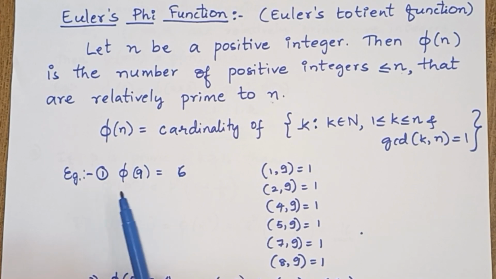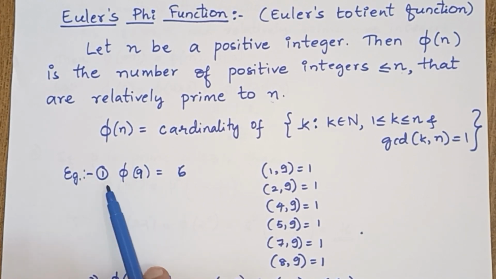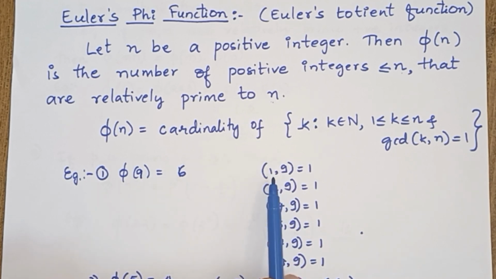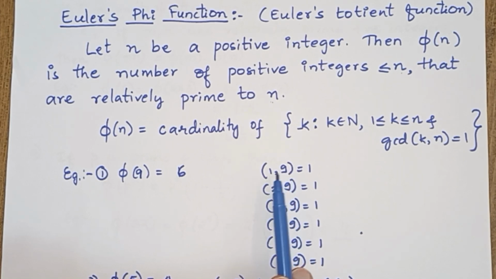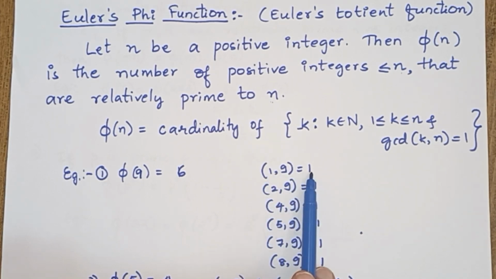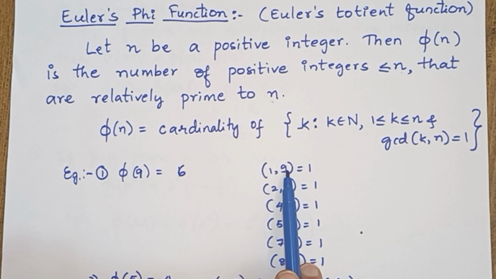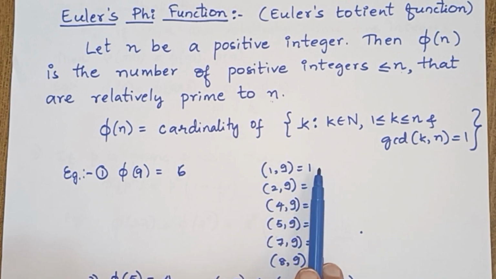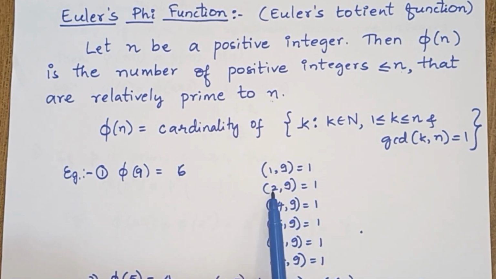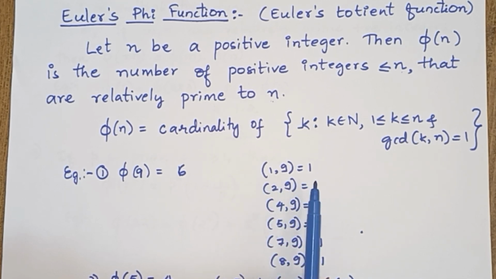Let us take one example, phi of 9. First, let us find the positive integers which are relatively prime to 9. GCD of 1, 9 is 1. GCD means greatest common divisor. 1 and 9 have only 1 as the common divisor, hence that itself is the greatest. The common divisors of 2 and 9: divisors of 2 are 1 and 2, divisors of 9 are 1, 3 and 9. Common divisors: only 1 exists.